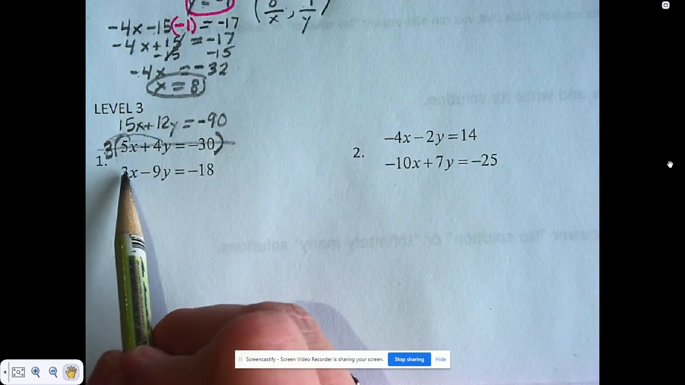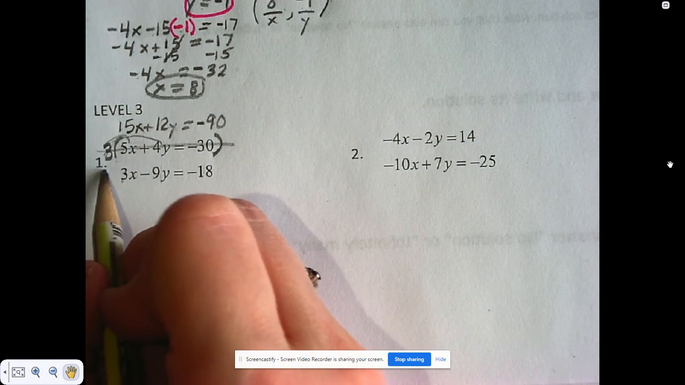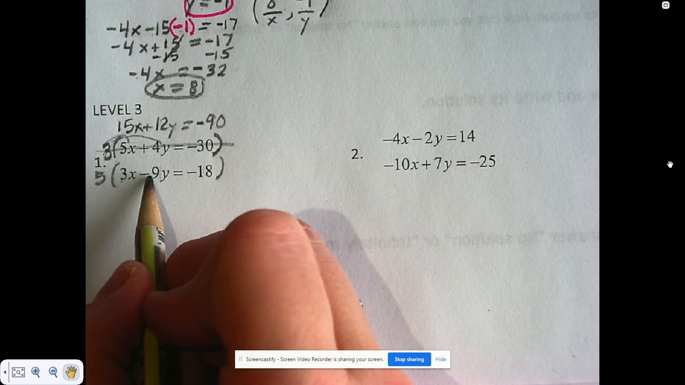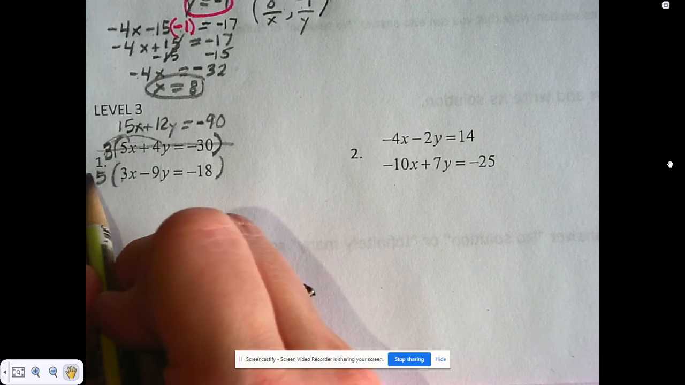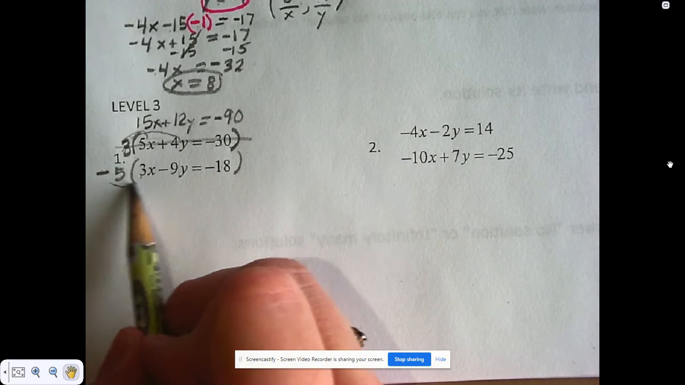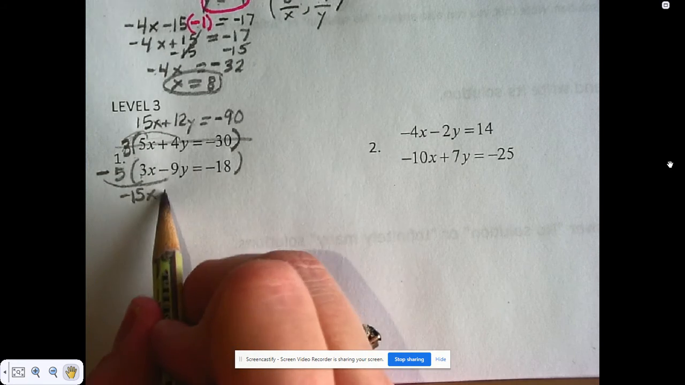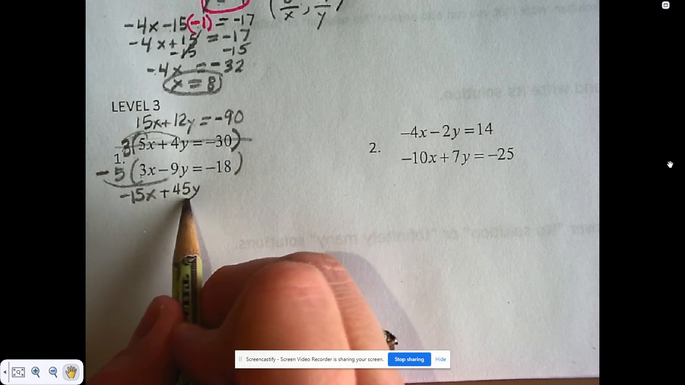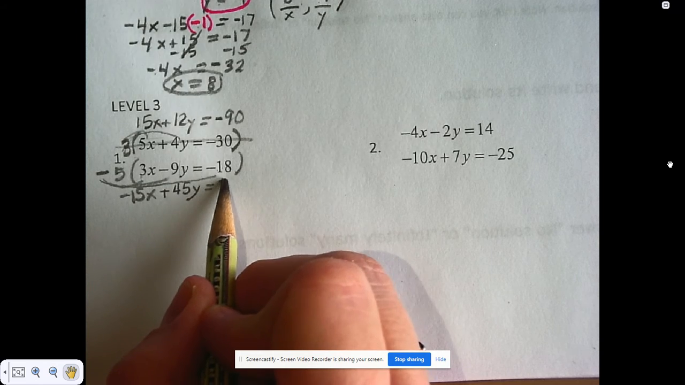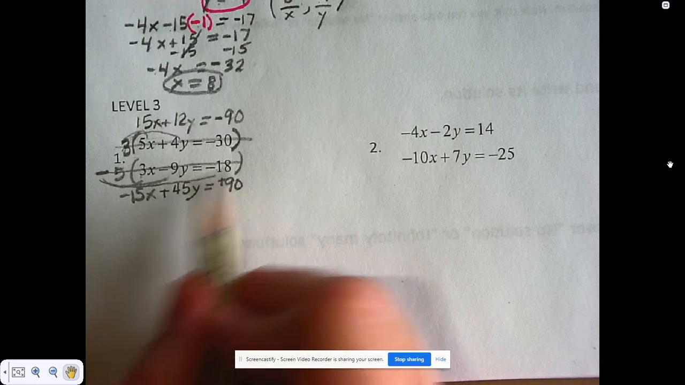Now, I still don't have the 3 as a 15 yet. I can make it a 15 by multiplying by 5. If I do that, I'm going to get the exact same thing, and I'm going to have to subtract, which I can do, but I again have these negatives, which I don't like to deal with, so I'm going to multiply it by -5. So I'm going to move that over a little bit. There's -5. So -5 times 3x is -15x. -5 times -9 is a positive 45y. -5 times -18, again, a negative times a negative is a positive, so I get positive 90. And I'm going to cross that out because that became my new equation.